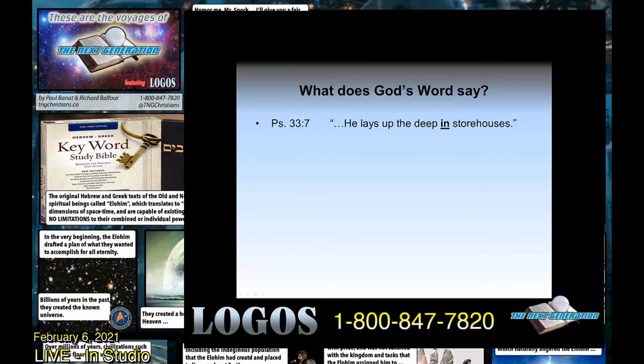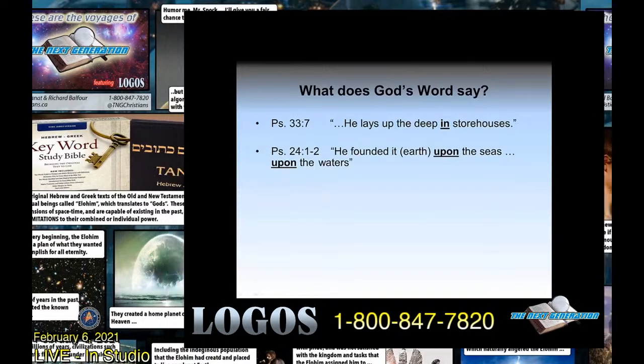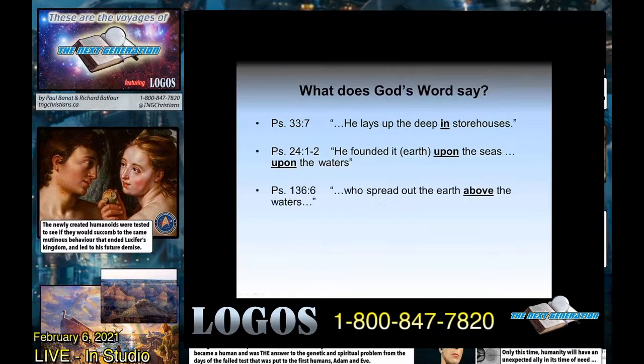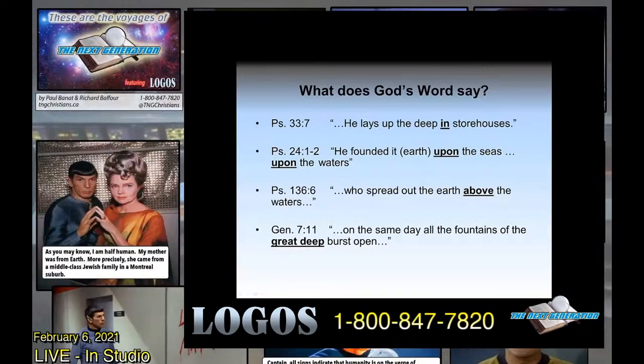The deep is in storehouses. The earth is founded upon the seas and upon the waters. The earth is spread out above the waters. Finally, and most telling, is the opening action of the flood recorded in Genesis 7 verse 11. The Bible strongly indicates large amounts of water were originally deep under the earth.